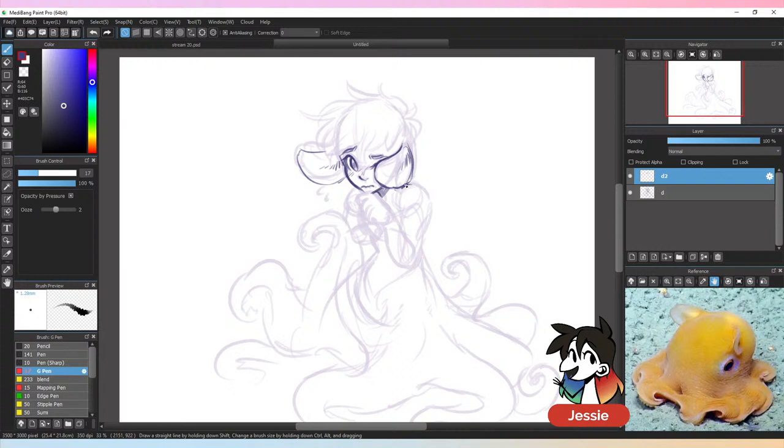Yes, easiest way to make anything look cuter is if you just compress their face a little bit. Give them a baby face. Oh, pardon me.